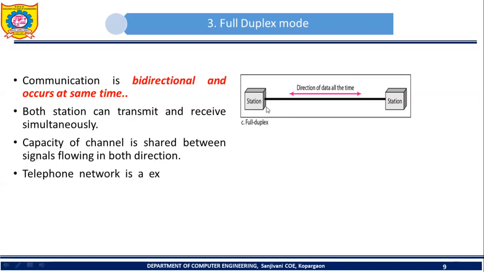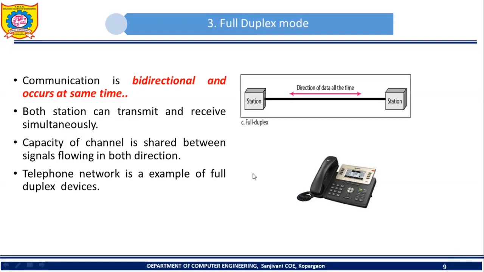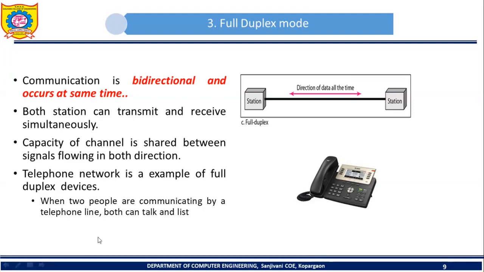The telephone network is the best example of a full duplex device. In a telephone network, when two people are communicating by telephone line, both can talk as well as listen at the same time.